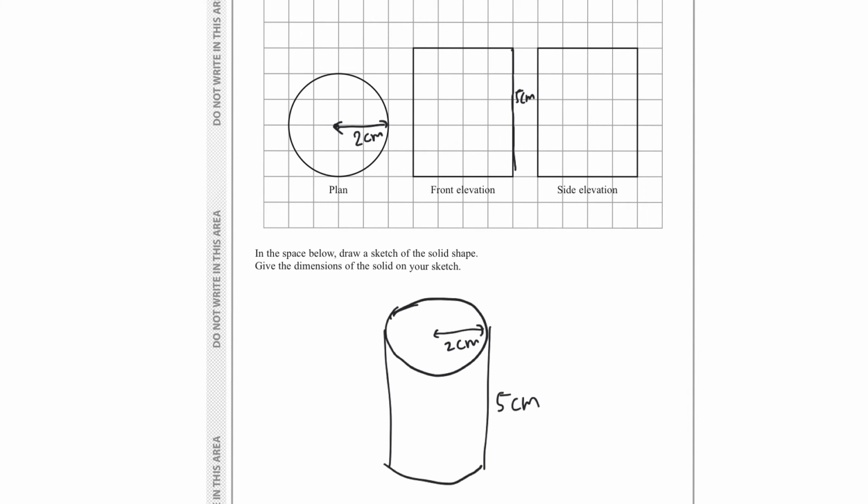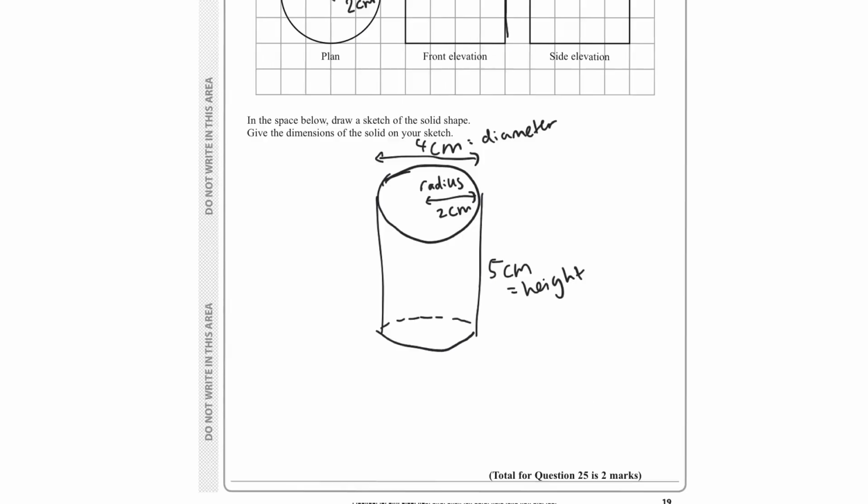So then we're going to draw a bottom of our cylinder. And then last thing is the diameter. So diameter is, we've got 1, 2, 3, 4 squares, so we know that's 4 centimeters. And that's all the dimensions we need. Okay, and then you can just mark that's the radius, and you could just say that this is the diameter, and you can say that this is the height, just so they know.